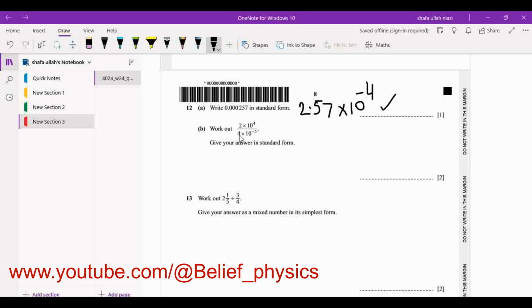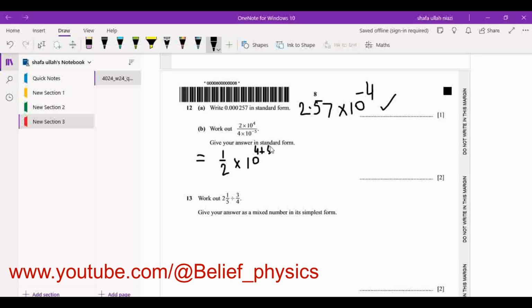Question: work out 2 times 10 power 4 over 10 power minus 5, and give your answer in standard form. This is very easy, because 2 over 4 is 1 over 2 actually, and with the same base, indices are subtracted when dividing. So this is 4 minus minus 5, which becomes plus 5 when shifted to the numerator, so 4 plus 5.